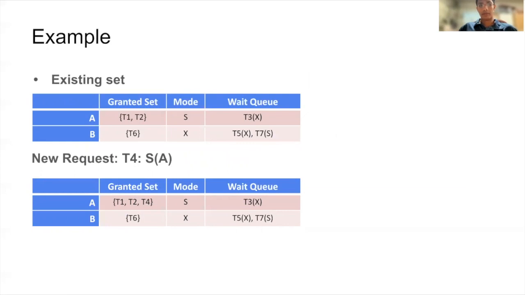So here's an example. Your existing set here will be on resource A, you'll have T1 and T2 who have a shared lock, and T3 is waiting with an X lock. Now, T4 comes along and it says, I want a shared lock on A. And so you say, well, does that conflict with anything in the granted set? No, it doesn't. So I can grant the shared lock on A. And I'll allow it to bypass the queue. It doesn't matter that T3 wants an X lock here because the granted set doesn't have any conflict. So the granted set is then going to get T4 added to it. T4 will get its S lock.